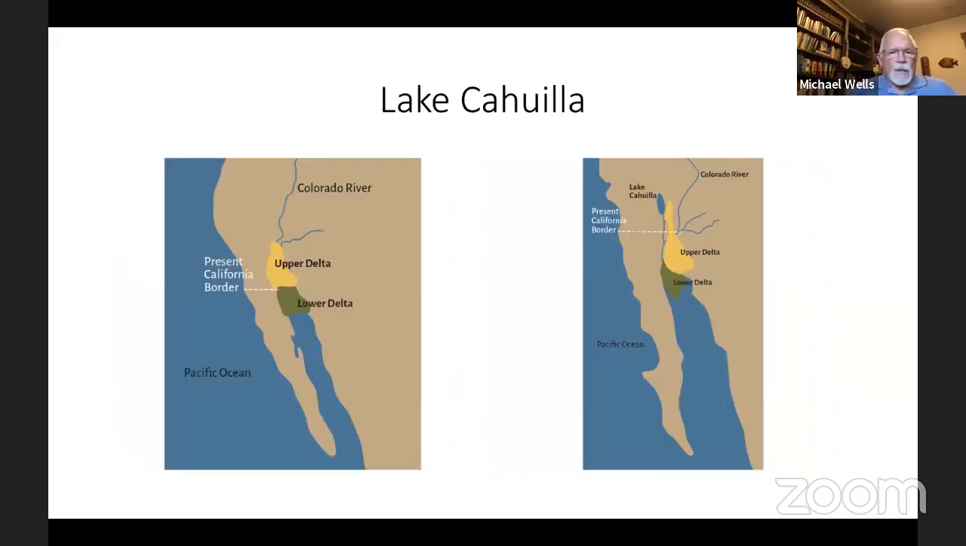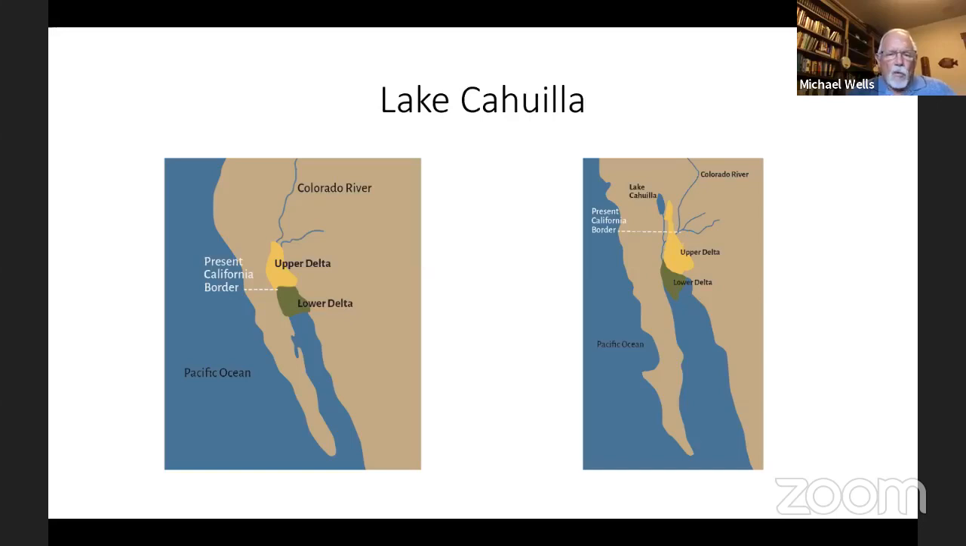Lake Cahuilla. As the Colorado River formed, and if you think about the Colorado River, think of those big areas like the Grand Canyon and Bryce Canyon, these big holes in the ground that were formed by the erosion of the Colorado River, and all that stuff had to go somewhere. And that stuff came down the Colorado River and came into the Salton Trough, which is that area that was formed by the San Andreas Fault.